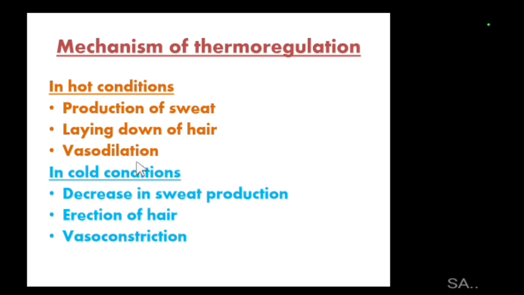Now we will see how the skin maintains the temperature in cold conditions. There is a decrease in sweat production, not much sweat is produced. It prevents energy loss. On the other hand, the erector pili muscles contract, so that results in the erection of hair, and the heat is trapped inside. Besides this, the blood flow in the blood vessels decreases, which reduces the diameter of the blood vessels. So there is vasoconstriction. This is also meant to trap the energy inside in cold conditions.